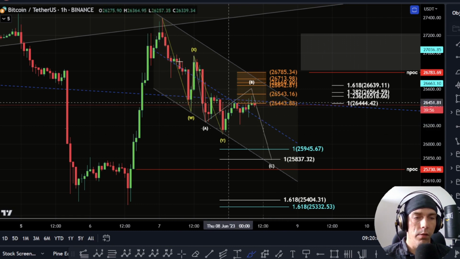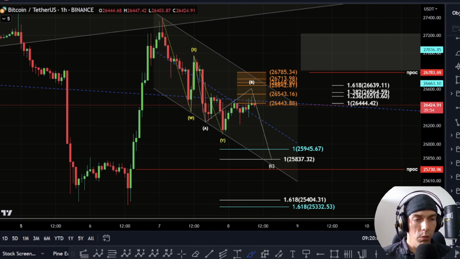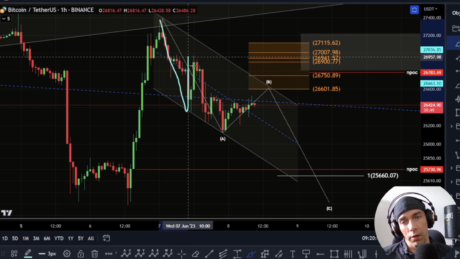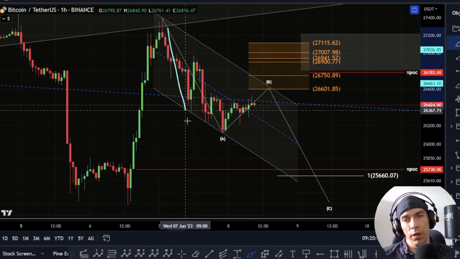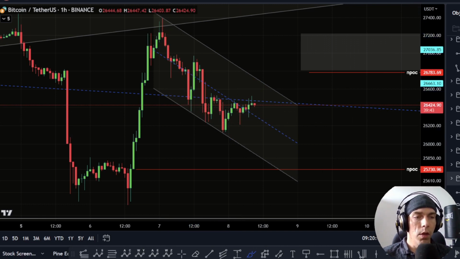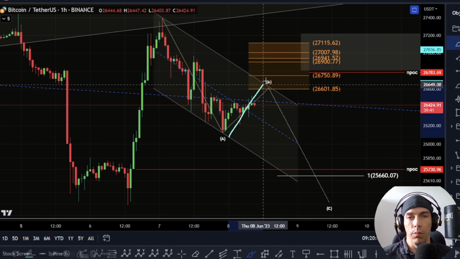Now there is a couple of ways that we can even look at this move here. So what we need to be aware of is there is also the potential we could count this as a diagonal pattern over here, where this becomes 1, 2, 3, 4, 5. Now if that's the case, what we'd then be looking for is the potential to actually see a deeper retracement.